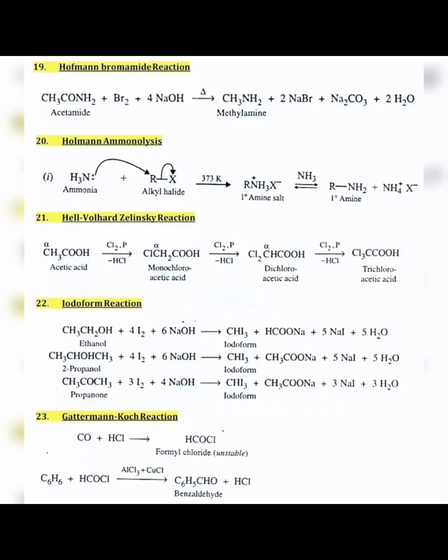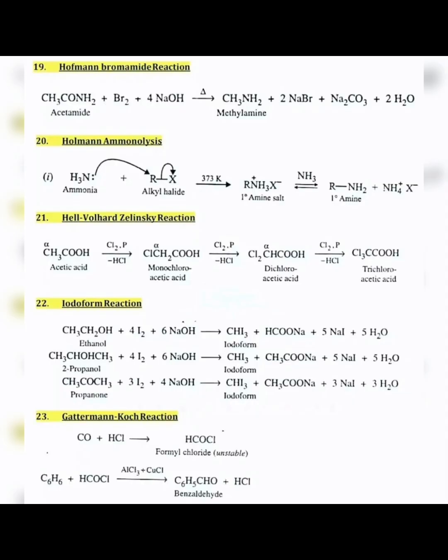Next test is iodoform reaction. When ethanol reacts with 4 molecules of iodine plus 6 molecules of NaOH, it gives iodoform as a precipitate. Similarly, when 2-propanol reacts with 4 molecules of iodine plus 6 molecules of NaOH, it gives iodoform as a major product. Propanone, when it reacts with excess of iodine and excess of NaOH, also gives iodoform as a major product. Only methyl ketones or secondary alcohols can give this type of iodoform test.